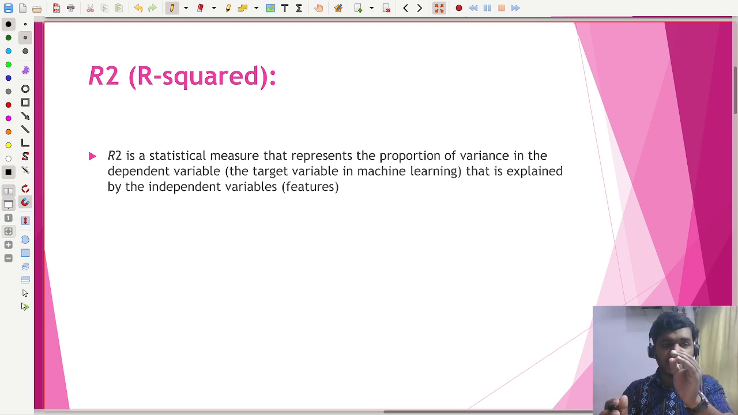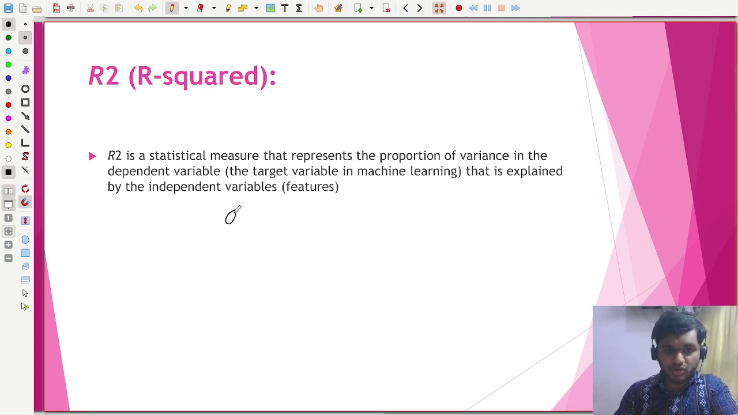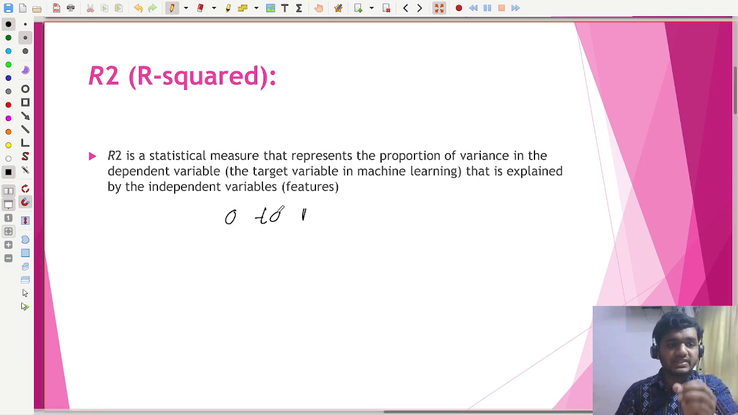R square ranges from 0 to 1, where 0 indicates that the model does not explain any of the variability of the response data around its mean, and 1 indicates that the model explains all the variability of the response data around its mean.